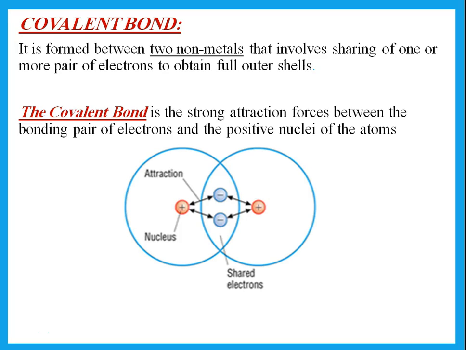So when I have two atoms, each atom has a positive nucleus. Can you see where the nucleus is? Each of the atoms has a positive nucleus. Now when they have a pair of electrons that they're going to share between them, the electrons are negatively charged. So there will be a strong electrostatic attraction force between the bonding pair of electrons and the positive nuclei of the atoms. This attraction force is what we call the covalent bond. So if asked what is meant by covalent bond, it is the strong attraction forces between the bonding pair of electrons and the positive nuclei of the atoms.